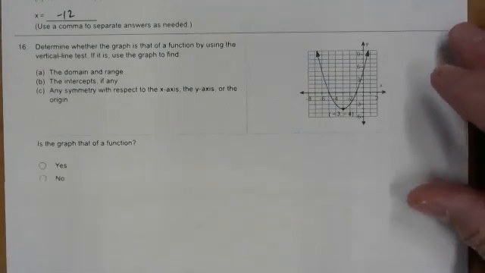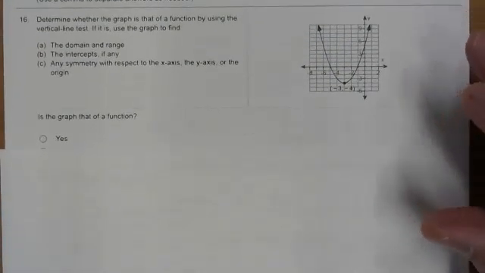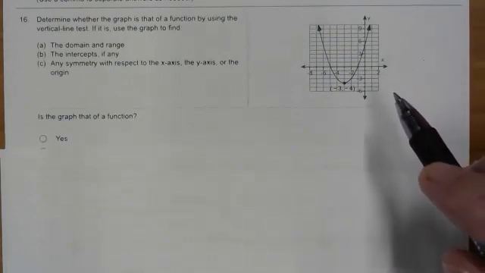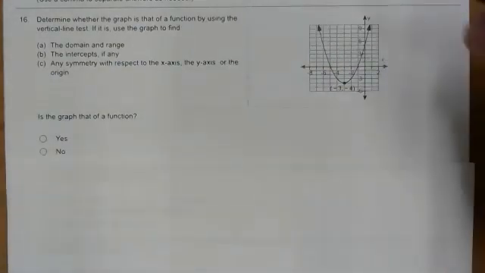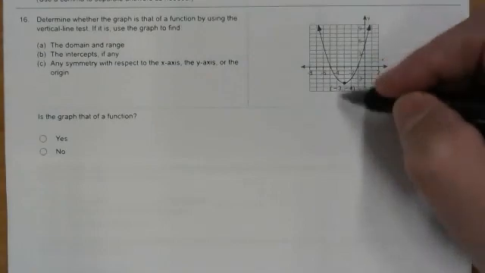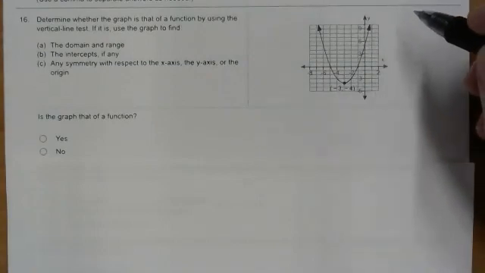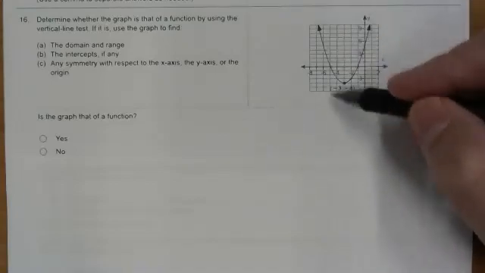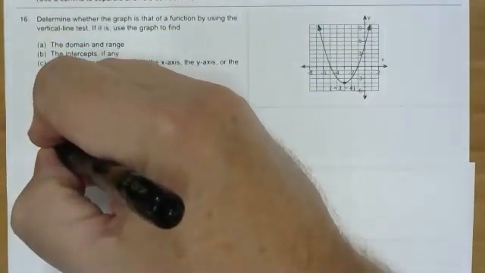16, same kind of thing, lots of questions. Determine whether the graph is a function by using the vertical line test. If it is, use the graph to find all this stuff. So first question, is the graph a function? Vertical line test, you draw vertical lines. If it crosses the graph in 2 places, it is not a function. Hopefully you can see here, a vertical line only crosses the graph once, so yes, it is a function.